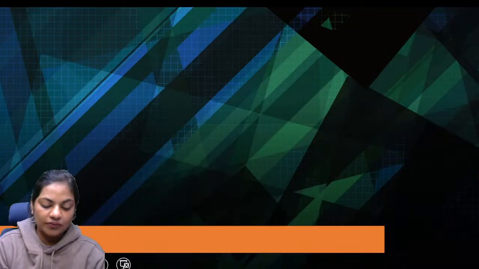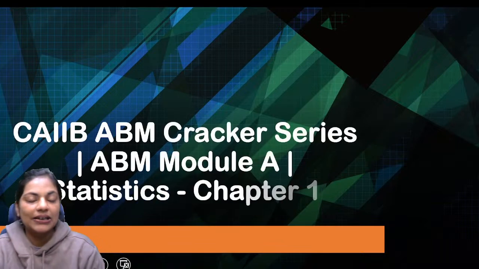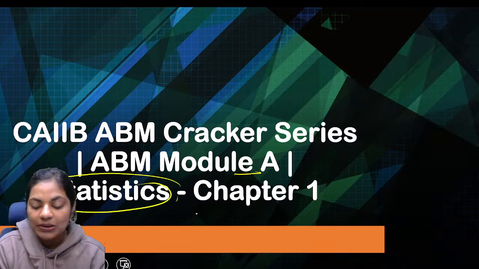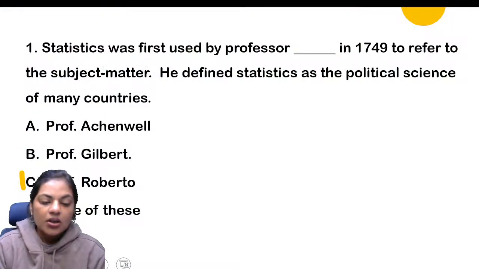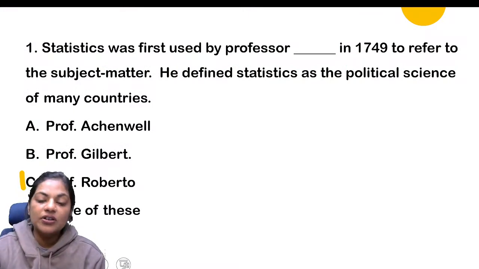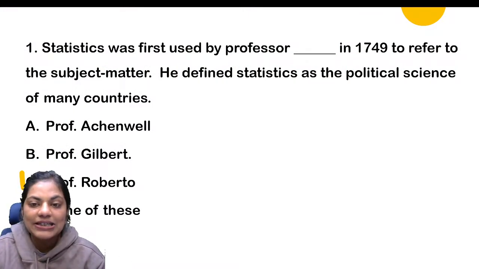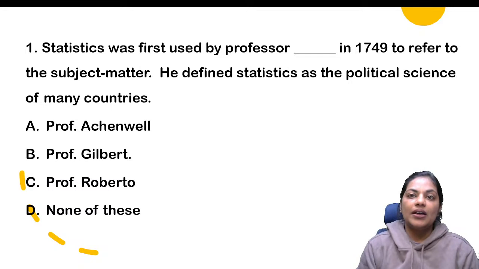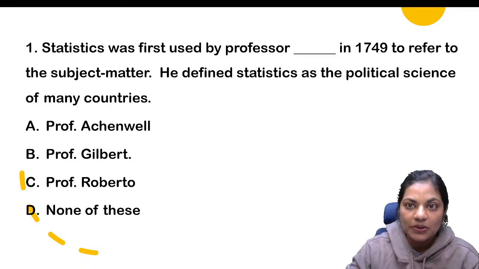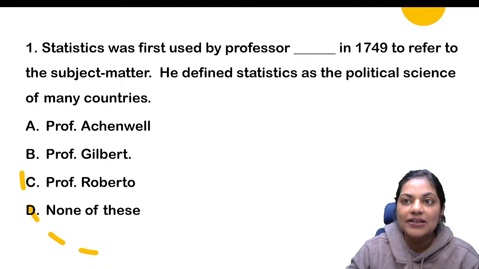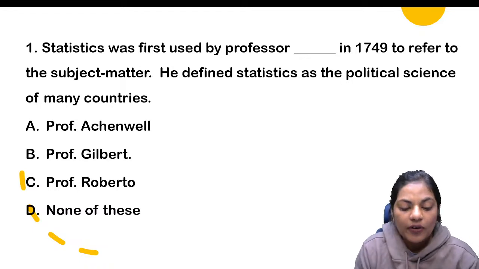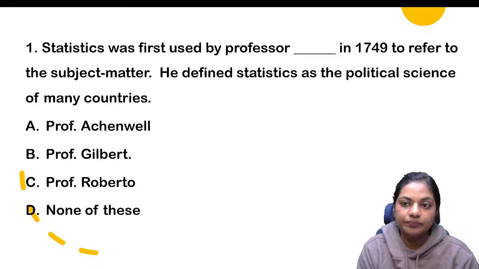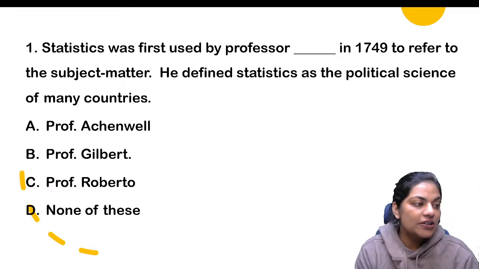Let's start first with the session. It is the Cracker series ABM. Module A, the module name is statistics and the chapter is 1. The first question is, statistics was first introduced by Professor Dash in 1749. In 1749, to refer to the subject matter, he defined statistics as the political science of many countries. So who was the professor who first used the word statistics? All this is from your revised module.